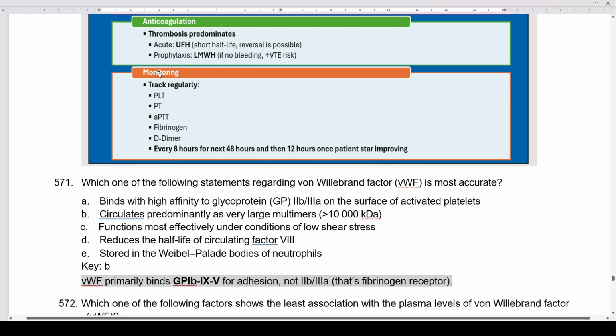So in case of DIC, we have to monitor these tests 8 hourly for the next 48 hours, and then 12 hourly once the patient starts improving. So what are the tests? We have to do the platelet count, PT, APTT, fibrinogen, and D dimers. So this test panel, we have to advise the ward to send every 8 hours for 48 hours, and then when the patient starts improving, it is every 12 hours that this test will be repeated.